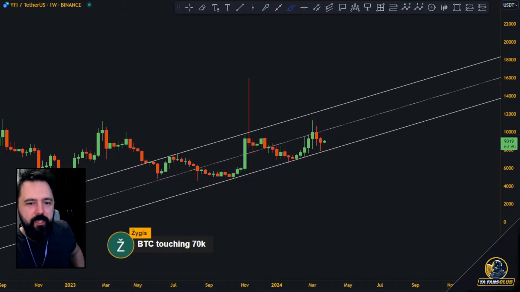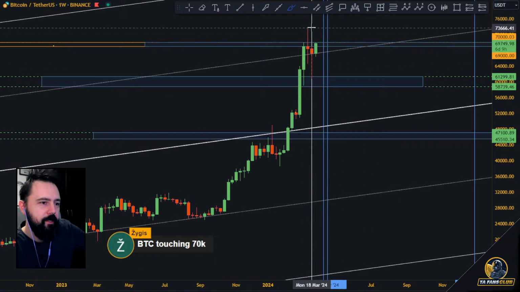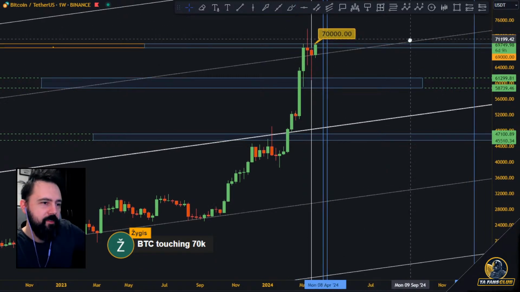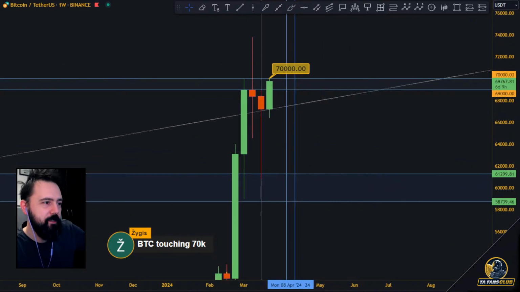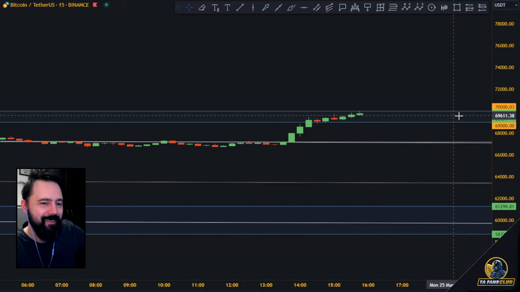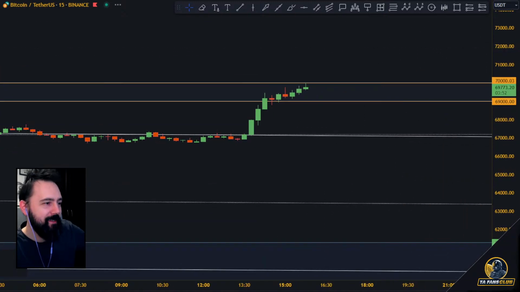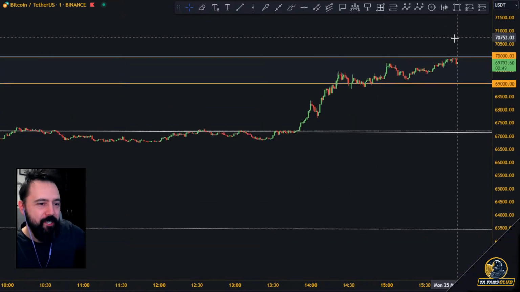Bitcoin touching 70k. I mean, technically it did touch the 70k. Actually, on the dollar, on Binance, it actually hit 70k. So, you know, short it, guys. Short it right now. Short it big time. 70k. Short, short, short.